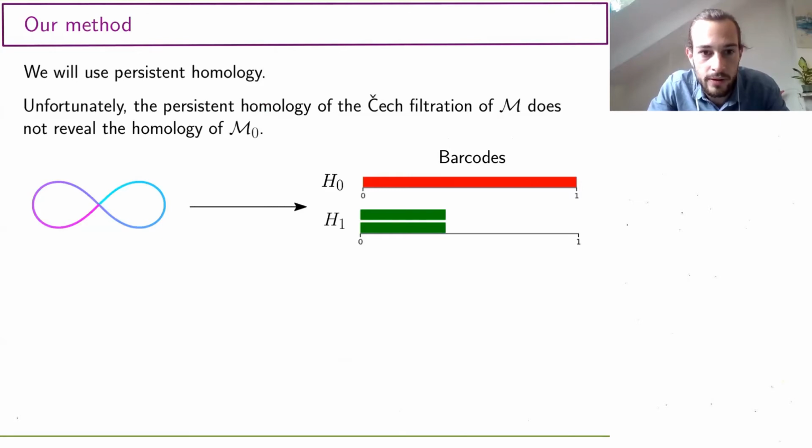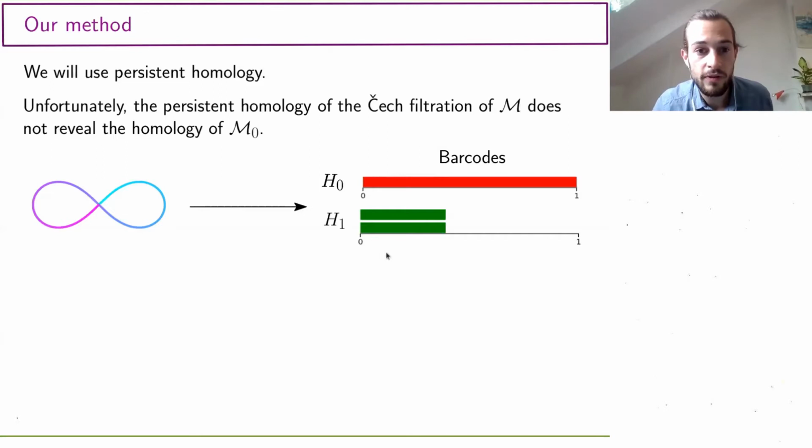So to see these homology groups, we will use persistent homology. So usually when you're given a subset of the Euclidean space, in persistent homology, you build the Čech filtration, also known as a thickening filtration of your sets. And then you compute its persistent homology. That gives you a barcode which reveals the homology of your data sets.